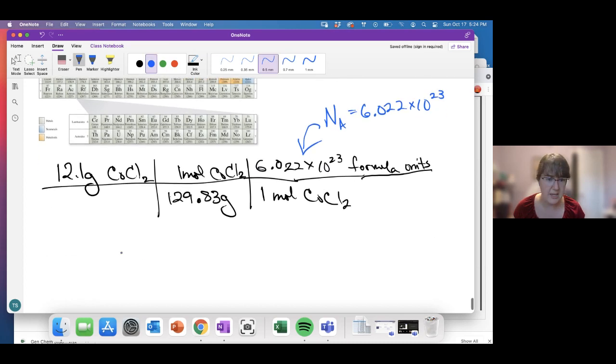And I get something like 5.61. I'm going to do 3 significant figures because I'm going to assume that on the exam it has told me that that's what I need. 5.61 times 10 to the 22 formula units.